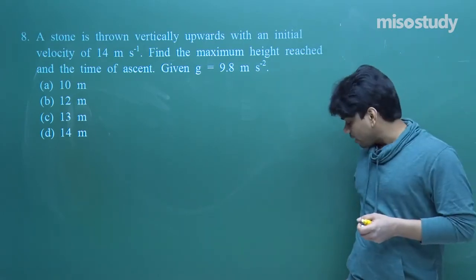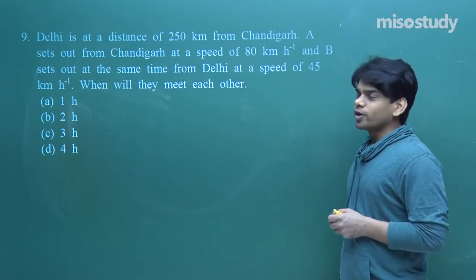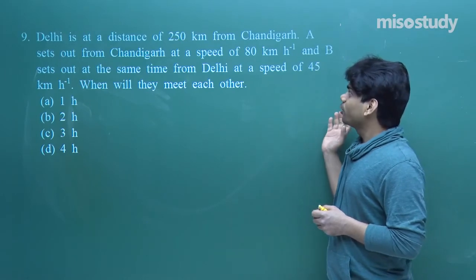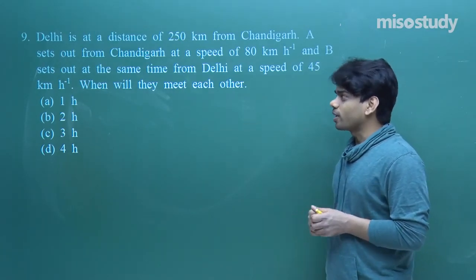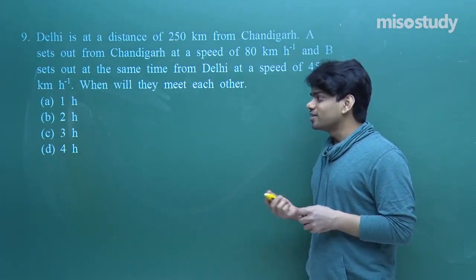Next question that we have, 9th. Delhi is at a distance of 250 km from Chandigarh. A sets out from Chandigarh at a speed of 80 km per hour and B sets out at the same time from Delhi at a speed of 45 km per hour. When will they meet each other? A 1 hour, B 2 hours, C 3 hours, D 4 hours.